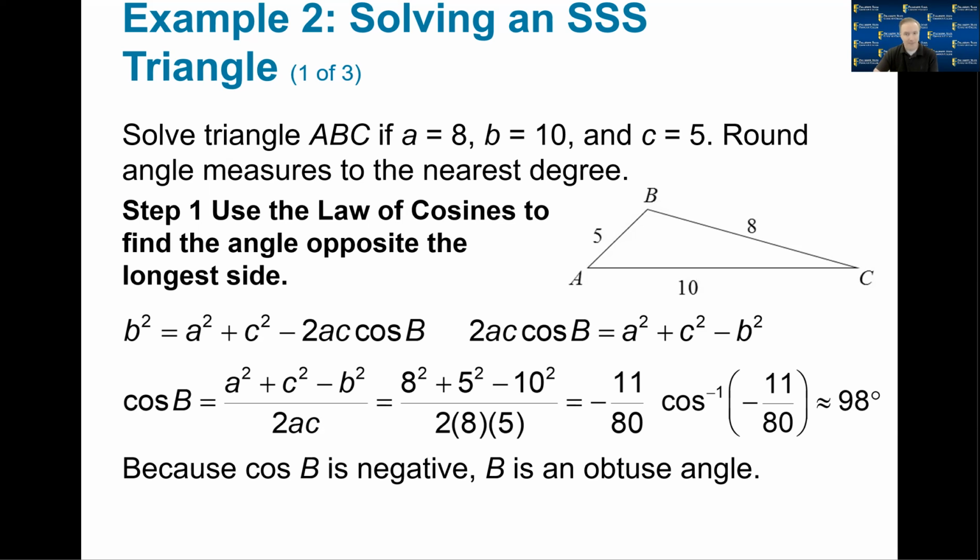Now, again, that makes sense. If you think of 98 degrees on the unit circle, the x component's going to be slightly negative. This is negative 11 over 80. You can say, yep, that's at 98 degrees. And every single time the cosine is negative, b is going to be an obtuse angle. If the cosine of b is positive, b is going to be an acute angle.